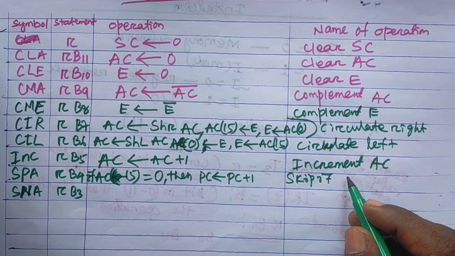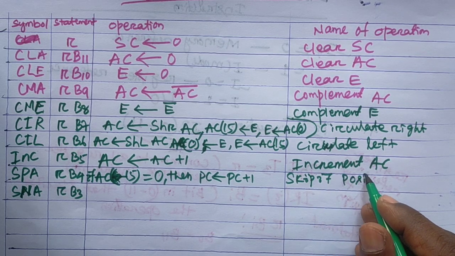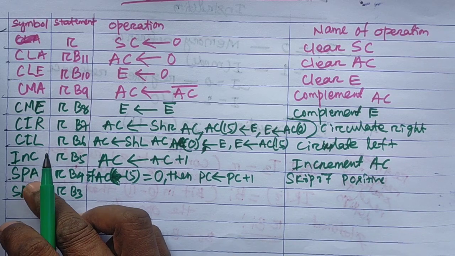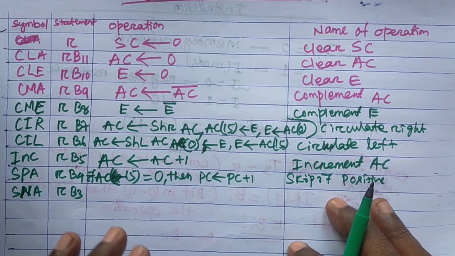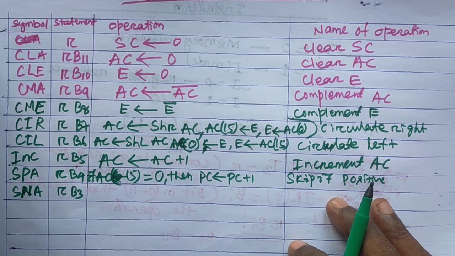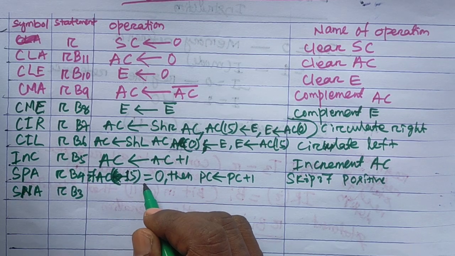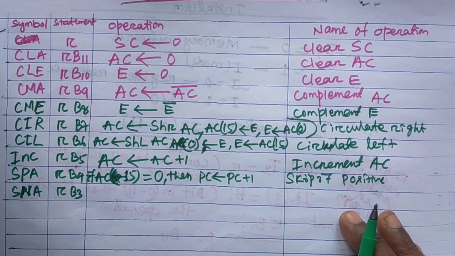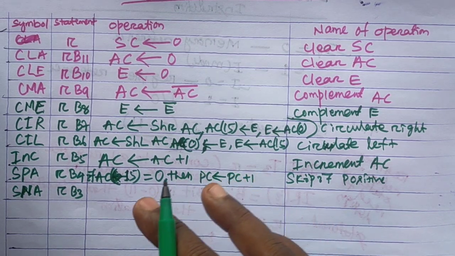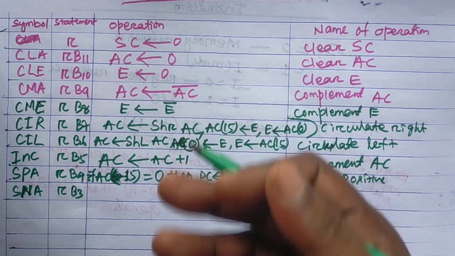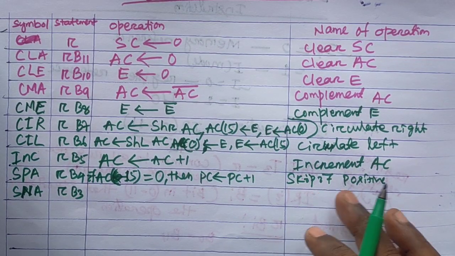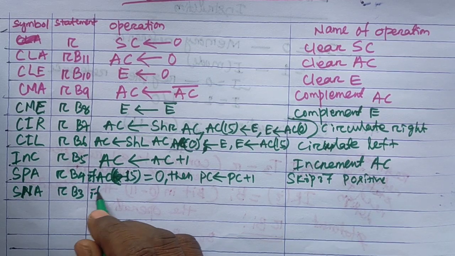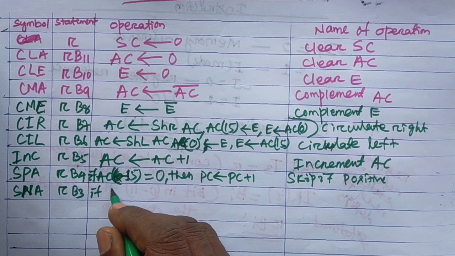Skip if positive, because SPA is for positive. How is it positive? If AC position 15 bit is 0, 0 means positive. Remember, 0 means positive. Sometimes we also define whether a number is positive or negative this way. That means if the 15th position of the data is 0, then it is positive. So PC will increase and move to the next instruction. So skip if positive.